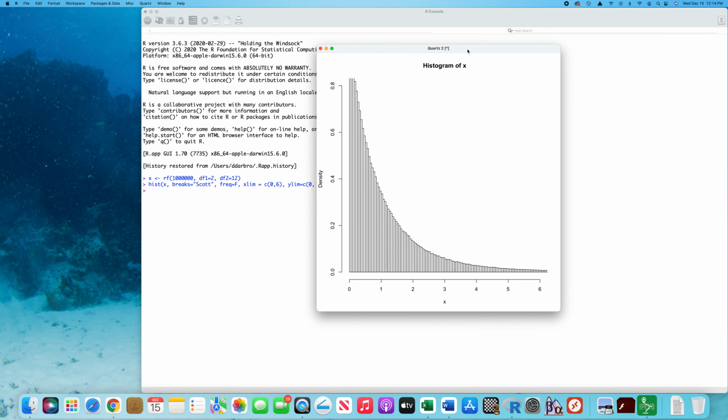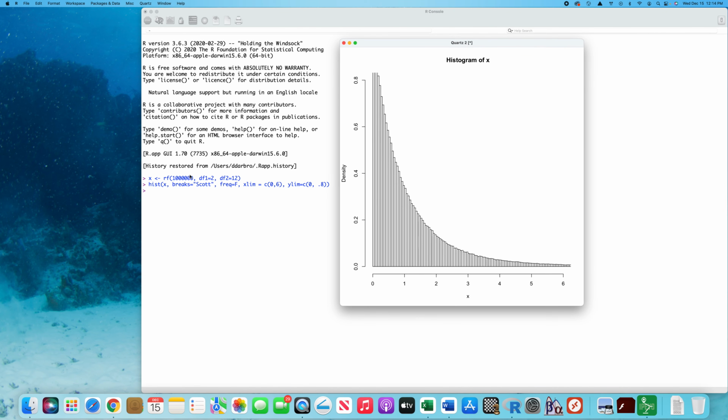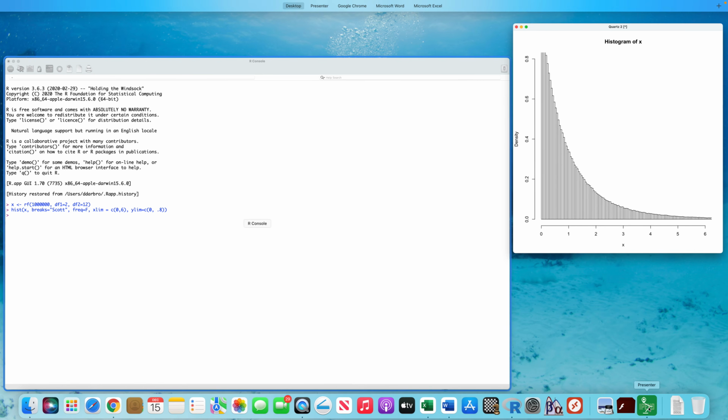So this is the histogram. What I did here is I took 1,000,000 samples from the F distribution with degrees of freedom 2 comma 12 and then just looked at a histogram. So this gives you a pretty good idea of what the probability density function would look like. In statistics, we call that the sampling distribution. All right, sorry about that. I just thought that's kind of cool, to be able to do that.